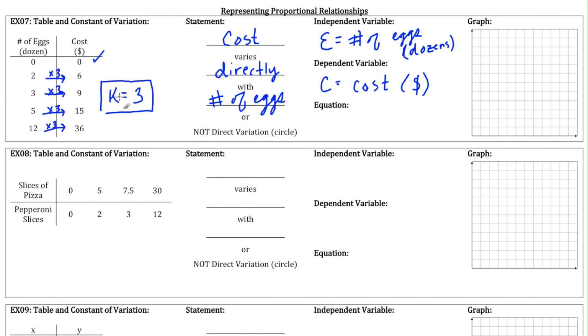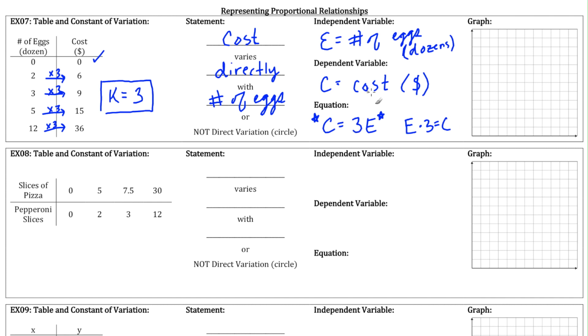And let's write an equation. So the cost is equal to the eggs times 3. So 3 times the eggs. If you wrote eggs times 3 equals C, that's not wrong, but I want you to write it this way. This is the one I care about you writing.